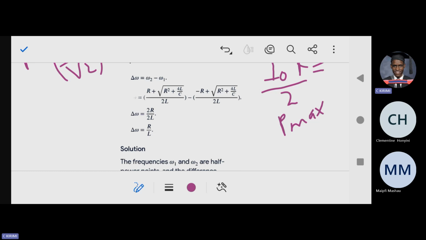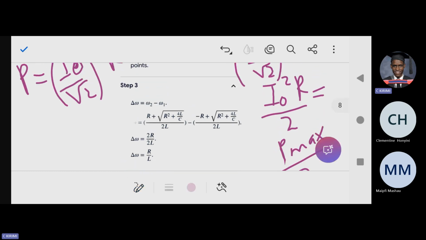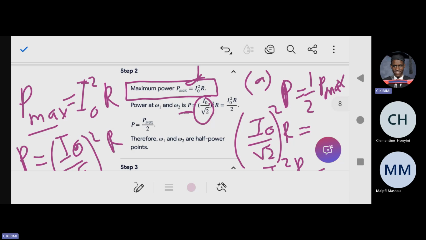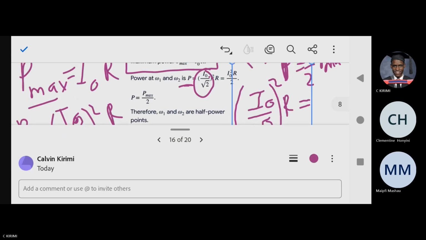And then there's a 2 down there, so it's divided by 2. On the right-hand side, we still have P max. So we conclude that P is equal to P max over 2. Therefore, W1 and W2 are half power points.